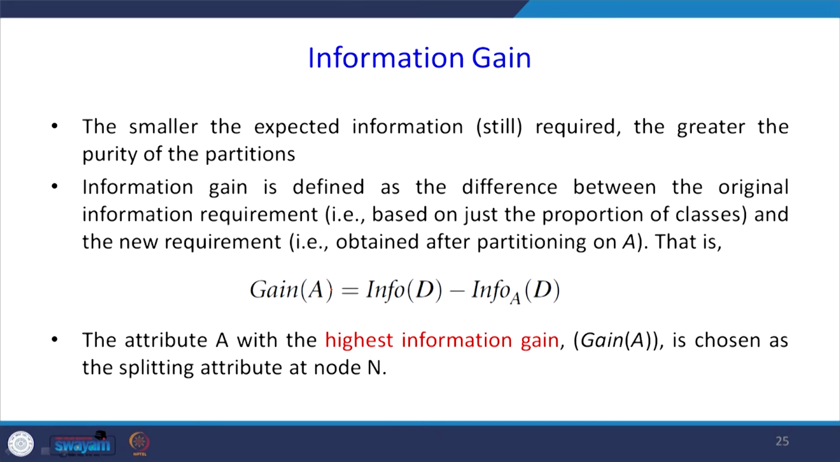I have used this example in my coming classes. With the help of a numerical example, I have explained how to find out the gain A. The attribute A with the highest information gain is chosen as the splitting attribute at node n. You see that the entropy should be very small, but the information gain should be higher for choosing an attribute.